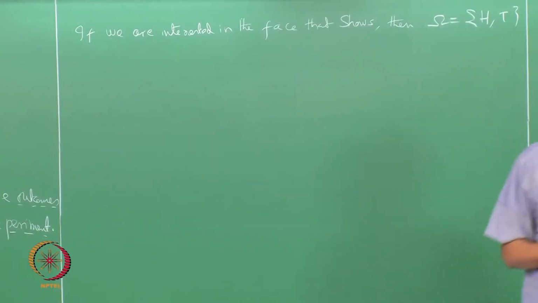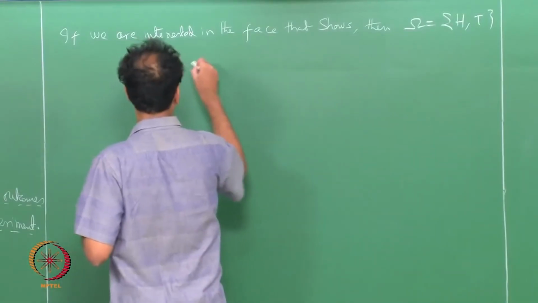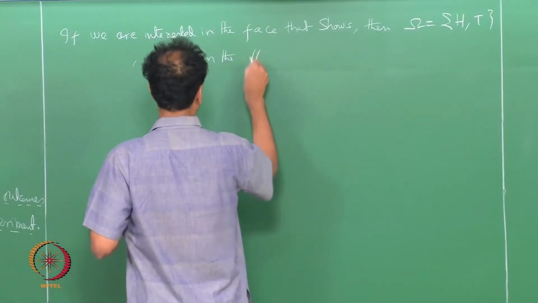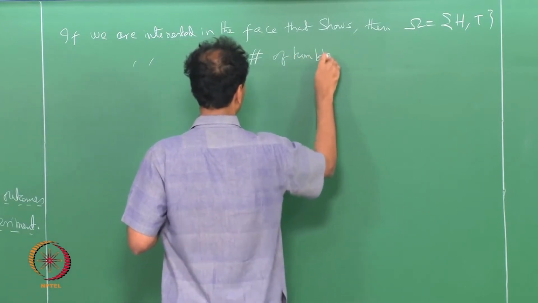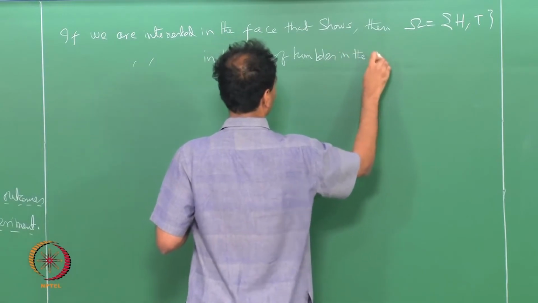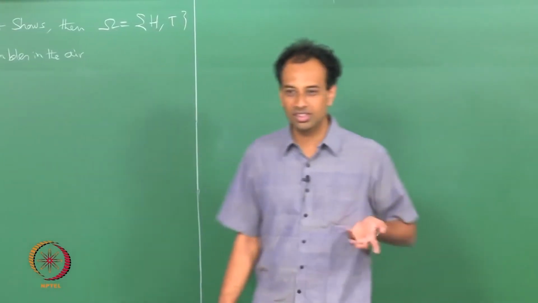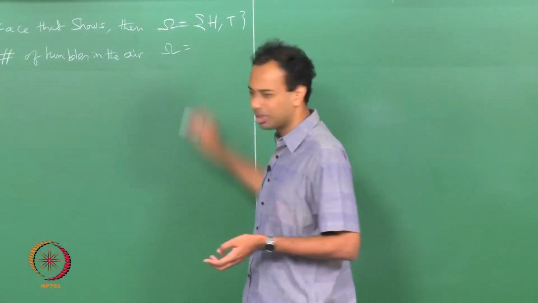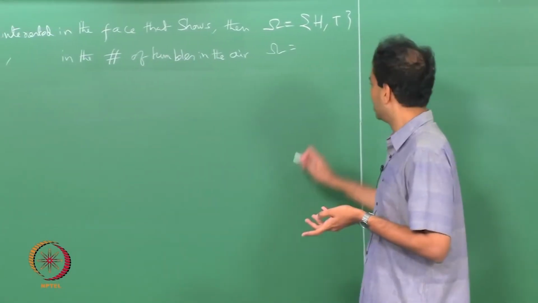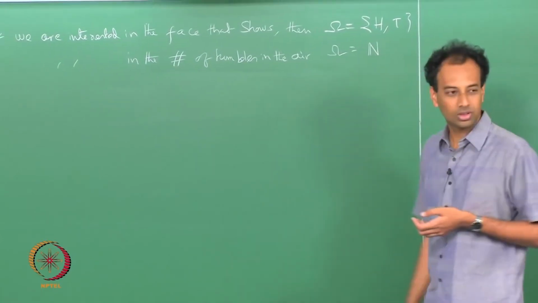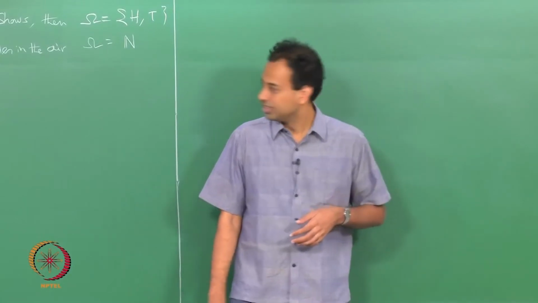There are only two possible outcomes. But for the same random experiment, if you are interested in the number of tumbles, say, then in this case it is reasonable to say that your omega will be some subset of natural numbers, or the natural numbers themselves. If any number of tumbles are possible, then you would want to choose omega equal to N.